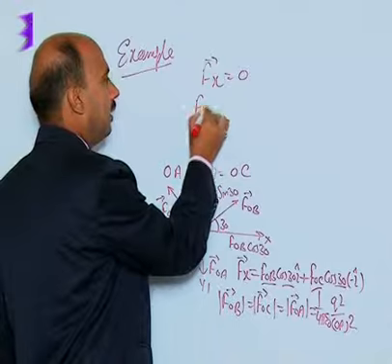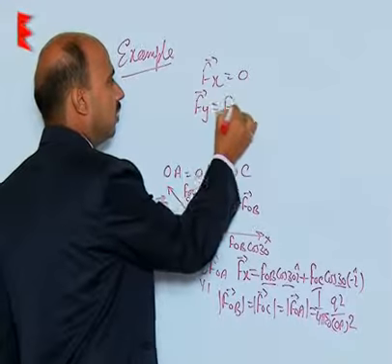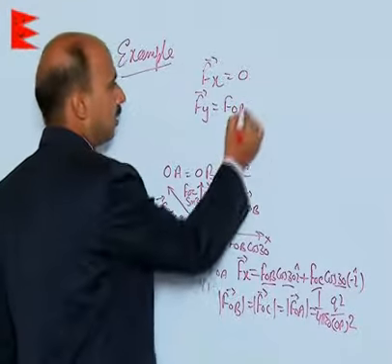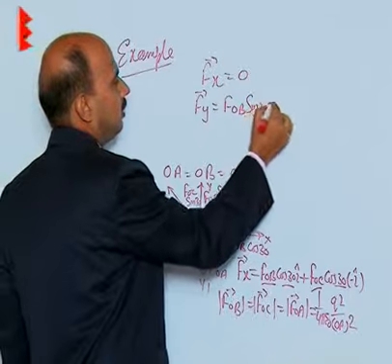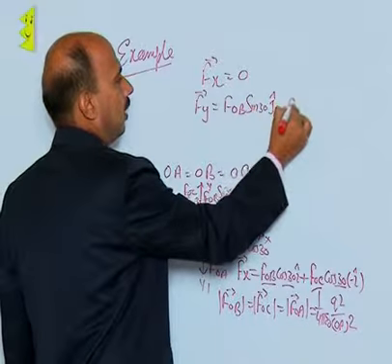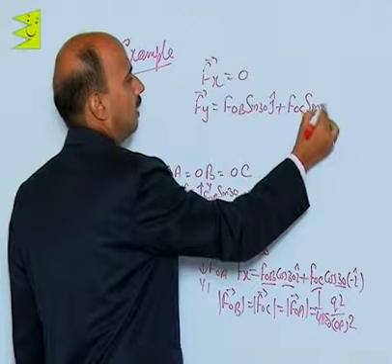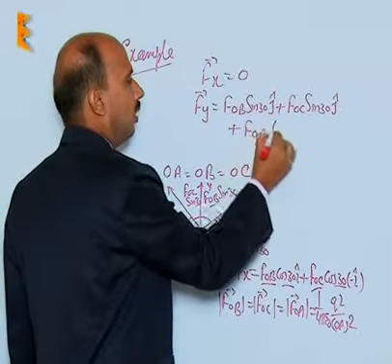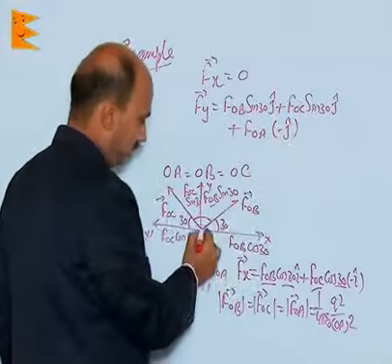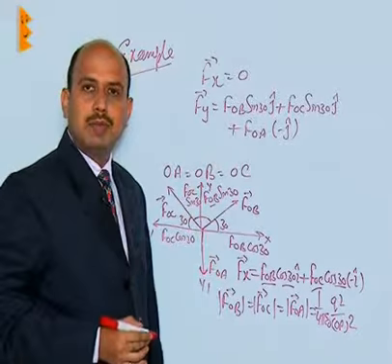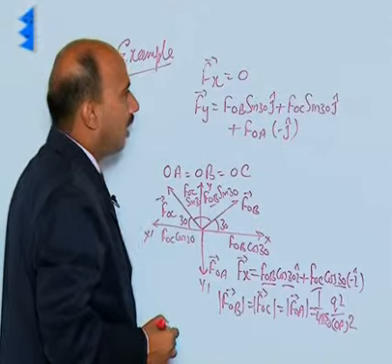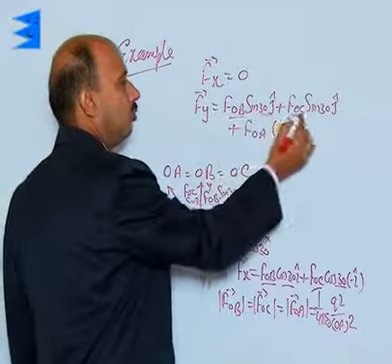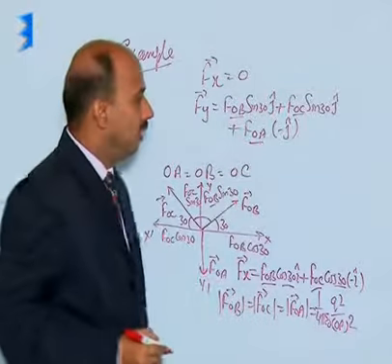Similarly, we can write net force along y axis: FOB sin 30 j cap plus FOC sin 30 j cap plus FOA minus j cap. This is this side here, so that can be written minus j cap. Again here, FOB, FOC and FOA are equal.